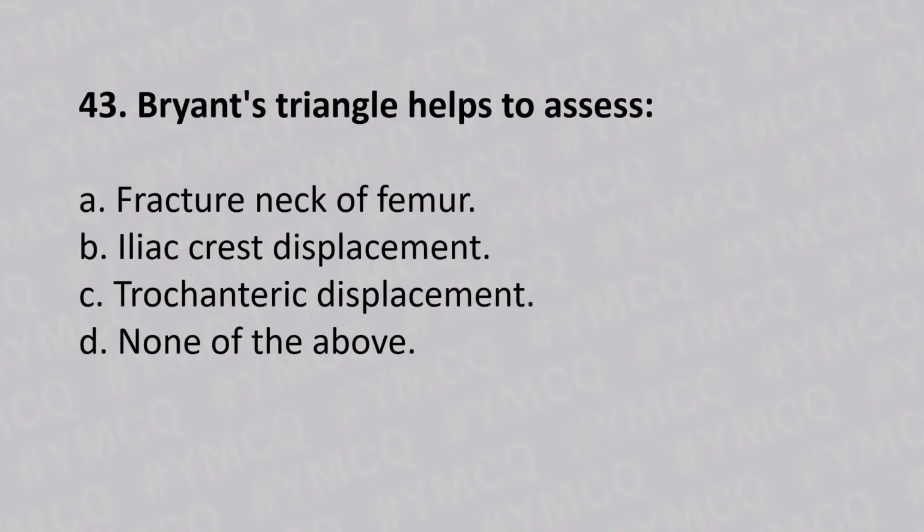Moving to our 43rd question. Bryant's triangle helps to assess option A, fracture neck of femur. Option B, iliacus displacement. Option C, trochanteric displacement. Option D, none of the above. And the answer is option C, trochanteric displacement.